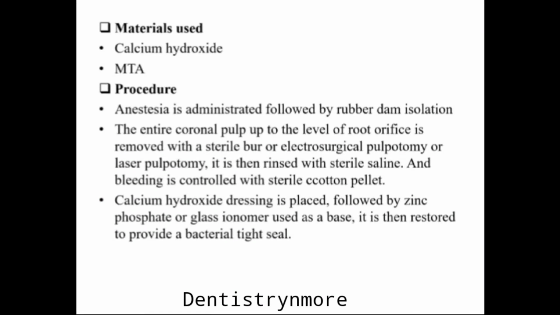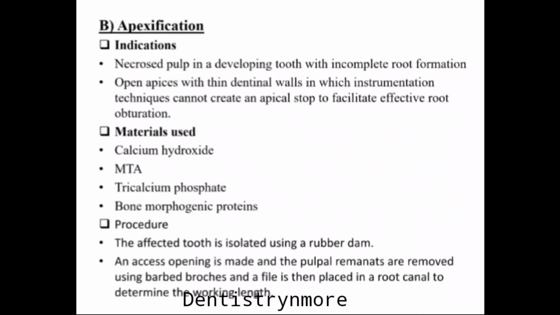The materials used in case of full pulpotomy are calcium hydroxide and MTA, and the procedure includes anesthesia administered followed by rubber dam isolation, and the entire coronal pulp up to the level of root orifice is removed by using a sterile burr or laser pulpotomy. Then it is rinsed with sterile saline, and the bleeding is controlled with sterile cotton pellet. After that, calcium hydroxide dressing is placed, followed by zinc phosphate or glass ionomer cement as a base, and it is restored to provide a bacterial tight seal.